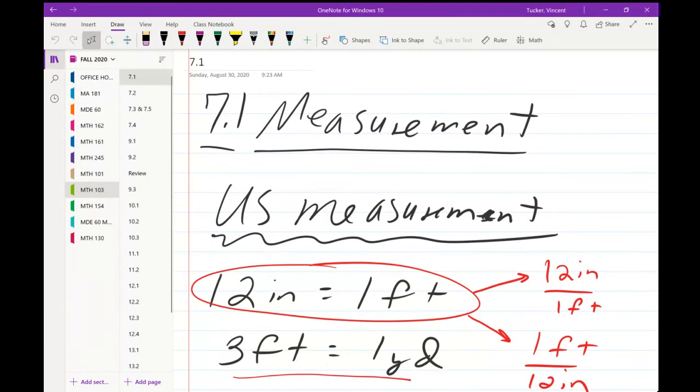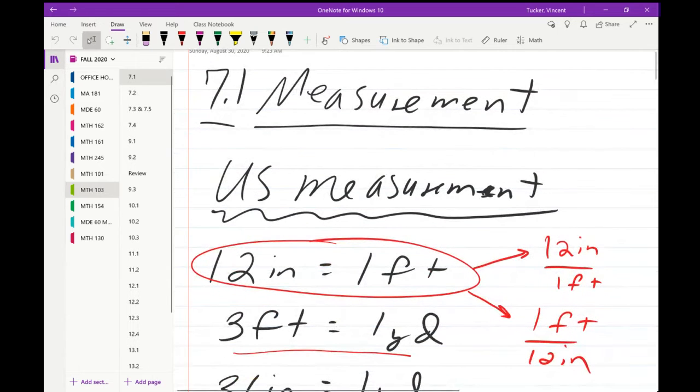All right, so here we are, first section of the semester, 7.1. Notice this class starts in chapter 7, looking at measurement. And we're starting off with US measurement.